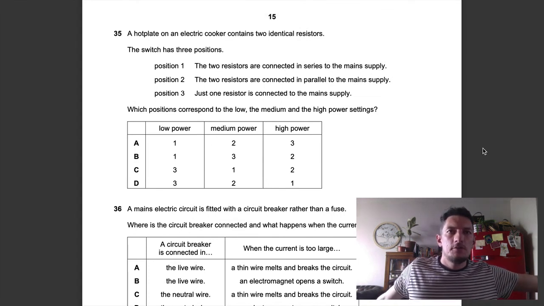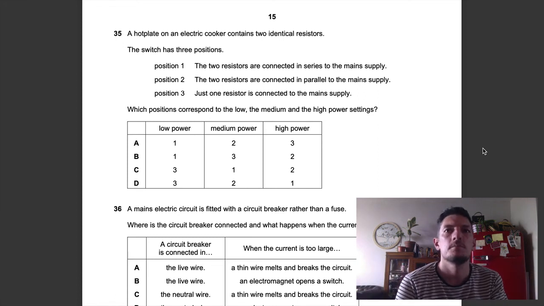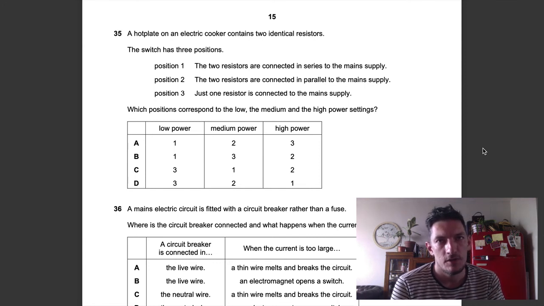A hot plate in an electric cooker contains 2 identical resistors. A switch has 3 positions. Position 1 puts the 2 resistors in series. Number 2 puts the 2 in parallel. Now remember, they're identical. And the final one is just 1 resistor. Okay, let's say that they have a resistance of R. 2 of them in parallel would in fact have half the resistance. And 2 of them in series will be 2R.